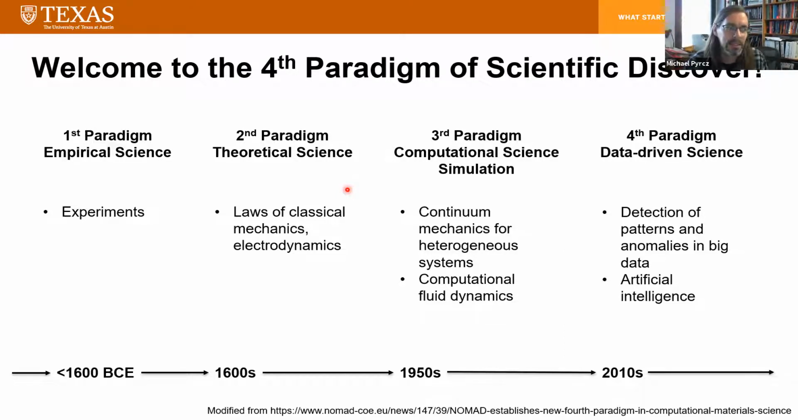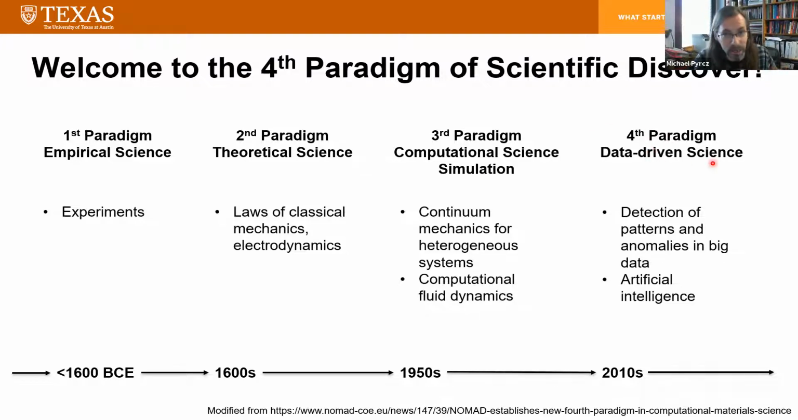Very compact. Of course, then the third paradigm is computational science. What was that? The world's heterogeneous. The geometries are complicated. Many things are coupled. And so we couldn't solve it with simple analytical expressions. We needed to put it in a computer and run the simulation. And then finally, the fourth paradigm, data-driven science.